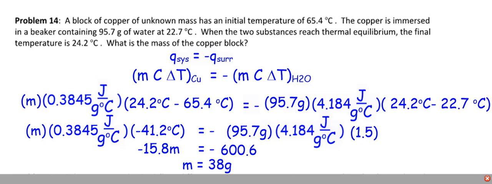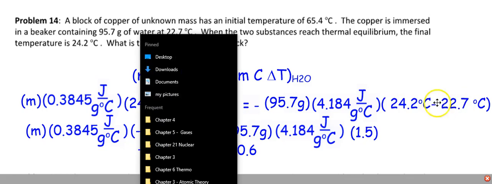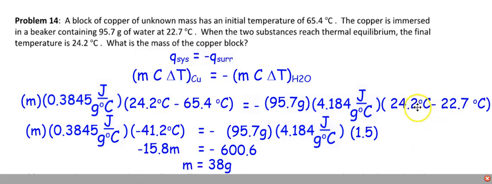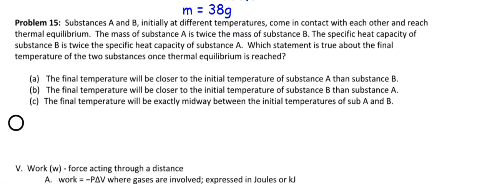Only 2 sig figs, by the way, because when I subtracted my temperatures, I got 1.5, which is 2 sig figs. Okay, so the mass of my copper block is 38 grams. Hopefully that makes some sense to you. All right, let's go on to the next problem. So why don't you read problem number 15, come up with an answer, and then when you're done, come back.